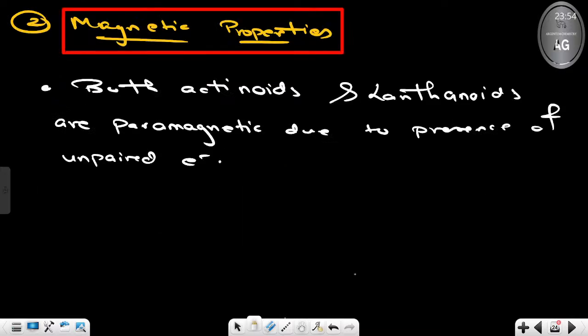Next point, number 2, magnetic properties. Both actinoids and lanthanoids show paramagnetic nature due to the presence of unpaired electrons. Next. See, these are all done. It's easy. Next.